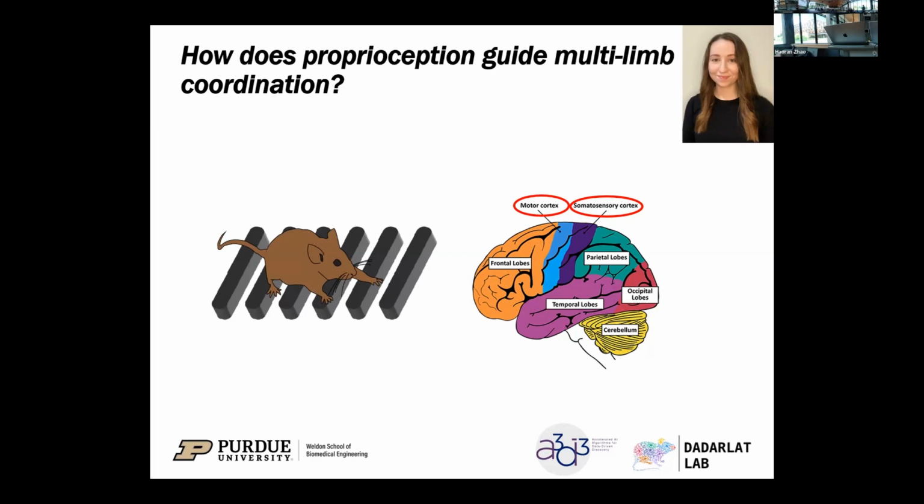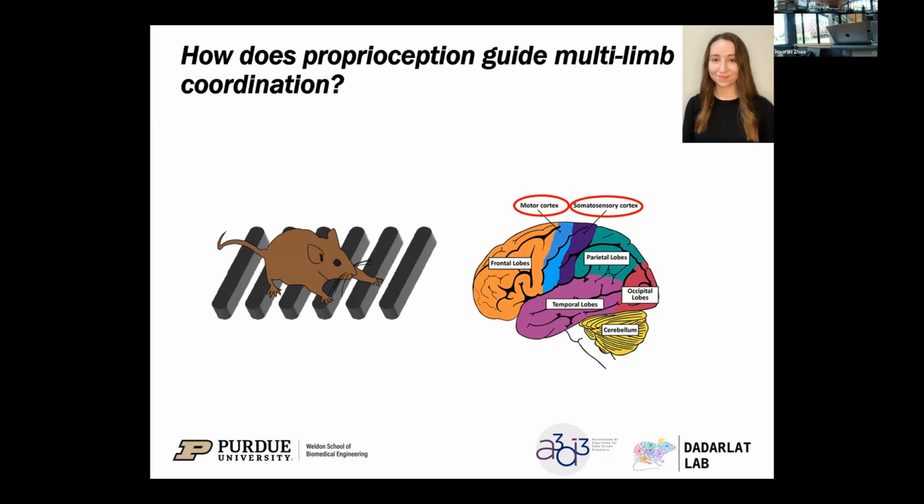I'm really interested in how proprioception guides multi-limb coordination. If you remember, proprioception is our sense of our body's position in space. We know that humans and animals rely on proprioception and multi-limb coordination to move throughout their environment. For example, if you're walking on uneven terrain, like the crazy hills here, we have to coordinate our limbs to maintain our balance and overcome any obstacles that might be in our way.